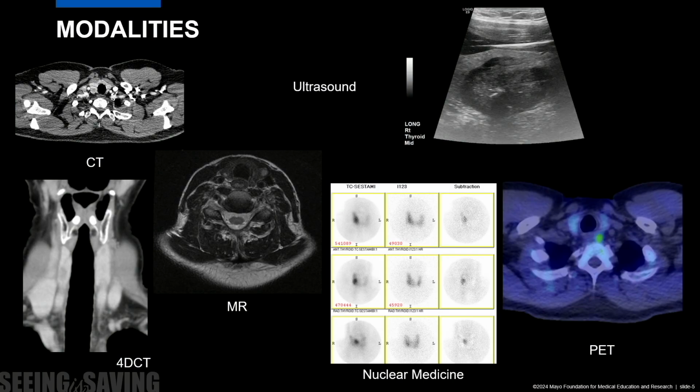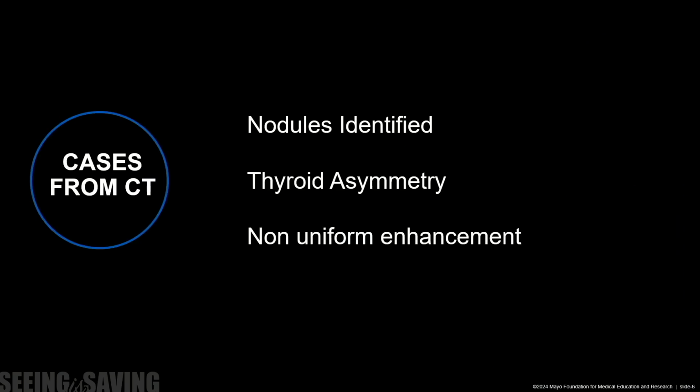I do have lots of examples today. We're just going to go through a lot of a case review, including CT, 4D CT, MRI, nuclear medicine studies, including multiple types of PET imaging, and some correlative ultrasound imaging.